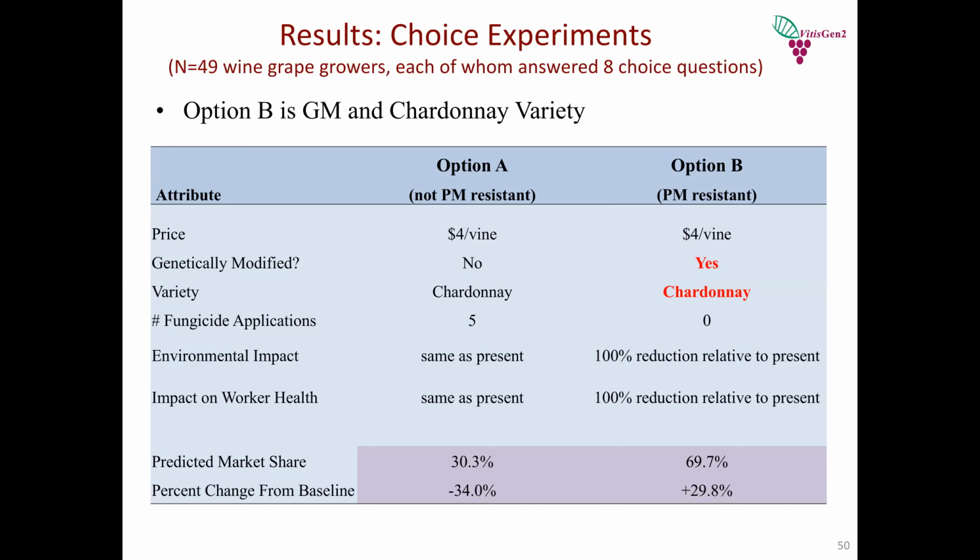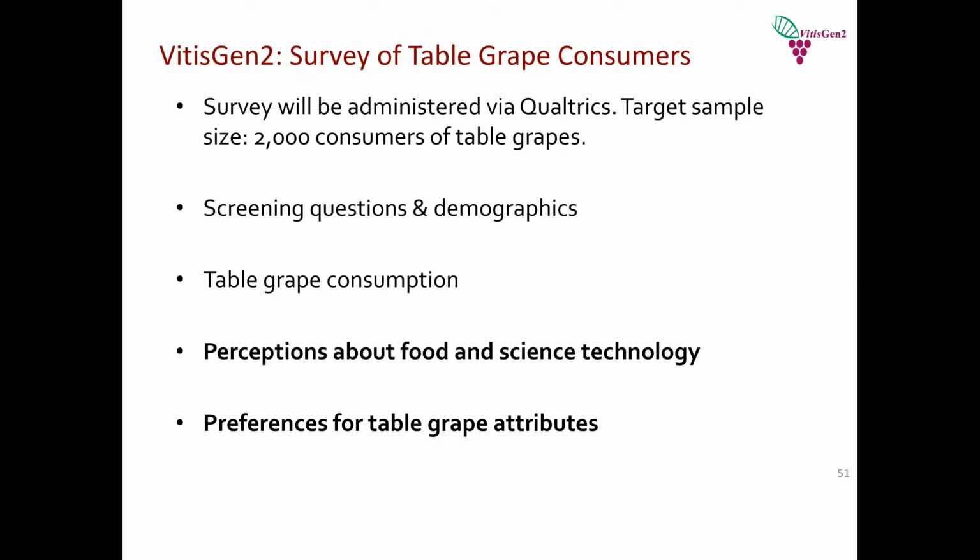So the resistance to breeding methods does not come from growers, it comes from more consumer acceptance of products that were produced using specific technology. So we're doing something similar with this part of the Vitis Gen 2, but we're asking these experimental questions from table grape consumers. We are administering the survey online probably within the next month or two. I know it's really close to being finished, targeting about 2,000 consumers of table grapes.